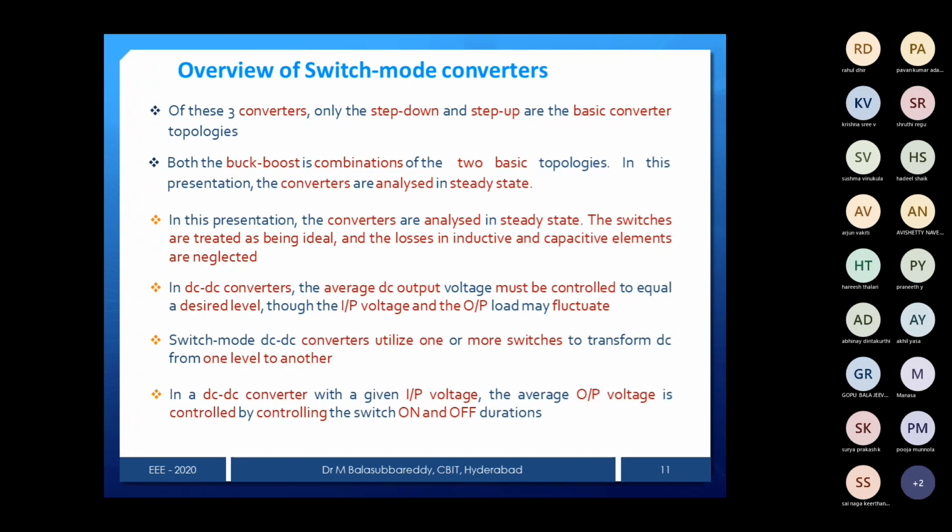The average output voltage is controlled by controlling the on and off of the input voltage. That is the total switching action of power electronics. I want to control the output voltage only by switching on for some duration and off for some duration, whether it is a chopper, a rectifier, a cycloconverter or an inverter, or any controller in any application. Our intention is to control the output voltage by means of on and off.